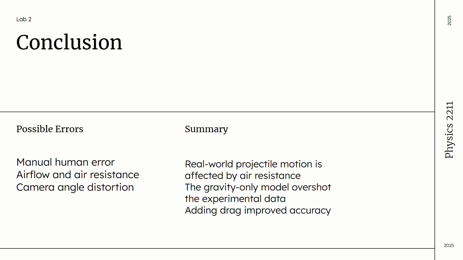In summary, my experiment confirmed that real-world projectile motion is affected by air resistance, and the gravity-only model predicted a longer range, while the gravity plus drag model matched the real-world trajectory. This shows how computational models can help refine our understanding of motion.